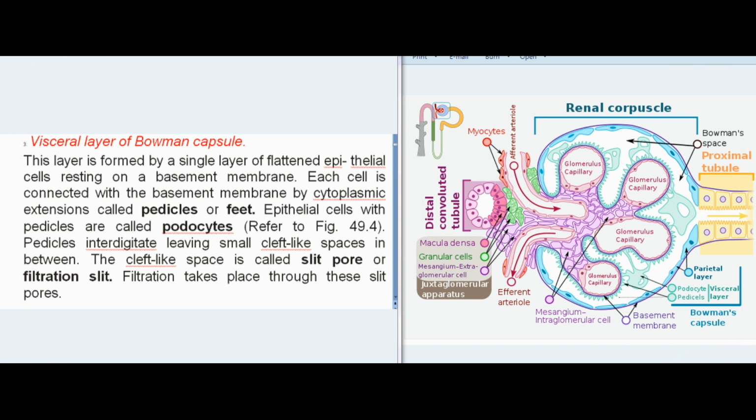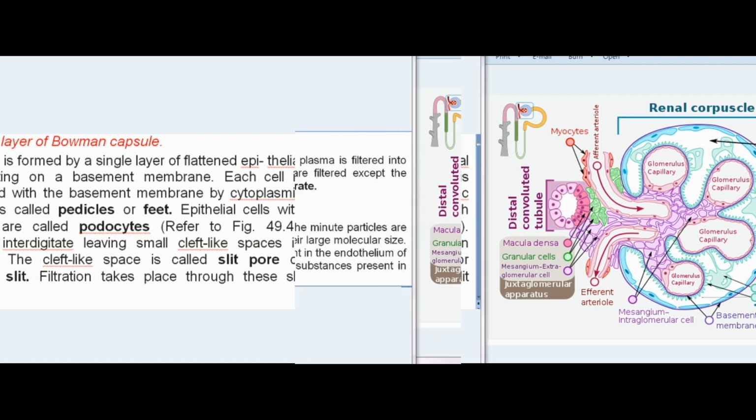Visceral layer of Bowman capsule. This layer is formed by a single layer of flattened epithelial cells resting on a basement membrane. Each cell is connected with the basement membrane by cytoplasmic extensions called pedicles or feet. Epithelial cells with pedicles are called podocytes, refer to Fig 49.4. Pedicles interdigitate, leaving small cleft-like spaces in between. The cleft-like space is called slit pore or filtration slit. Filtration takes place through these slit pores.